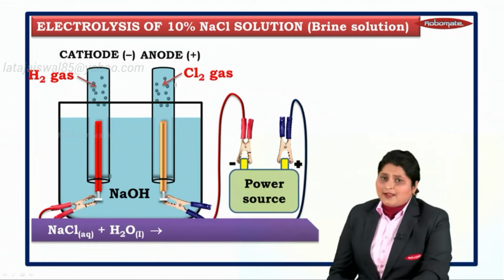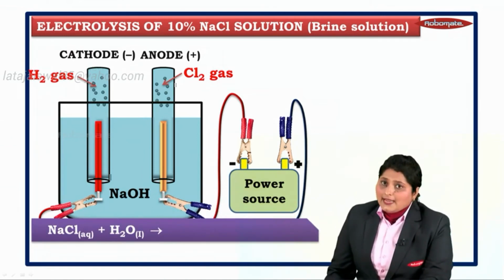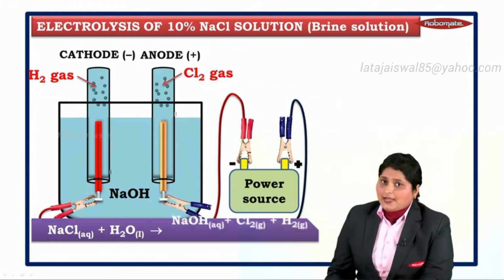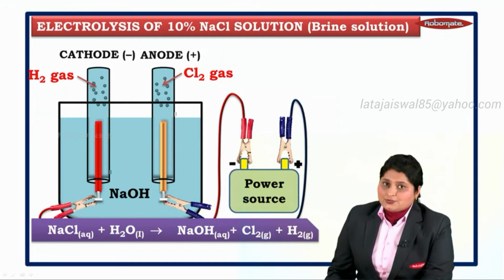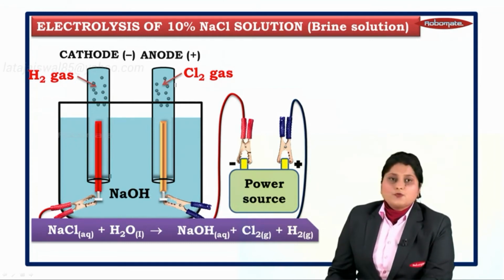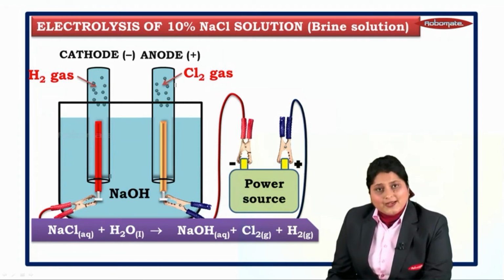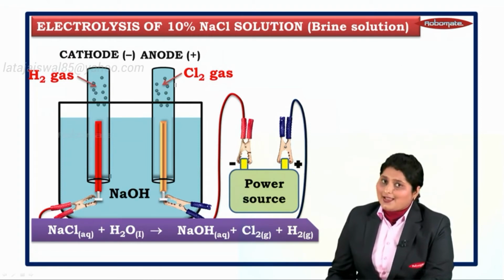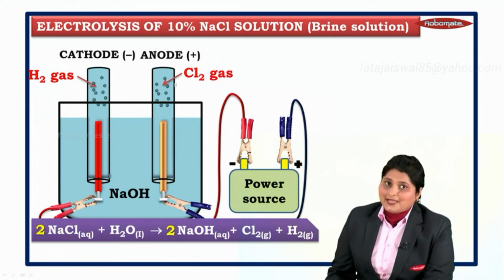Let's summarize by writing the reaction. NaCl, aqueous, that means we have dissolved that in water. It splits and it gives NaOH, that is aqueous solution of NaOH, along with the release of two gases. One is chlorine gas, another is hydrogen gas. To balance the reaction, we have to write 2 here as well as 2 there. With this, the reaction is balanced.